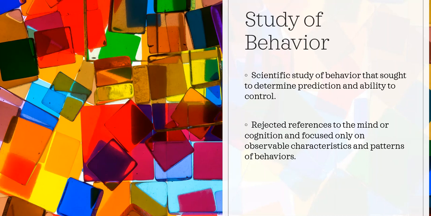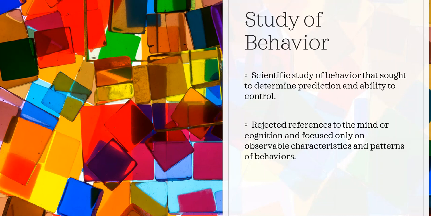Behaviorism is the study of behavior, just as it sounds. It is a scientific study, so the scientific method is applied just as in the other theories in the field of child development. The purpose of behaviorism is that they sought to determine prediction and ability to control. Basically, the underlying idea was, how do behaviors happen, and then how can we change them or control them or predict them in some cases, and how and why that's beneficial to children, and of course adults as well.